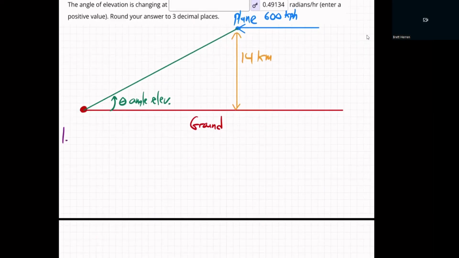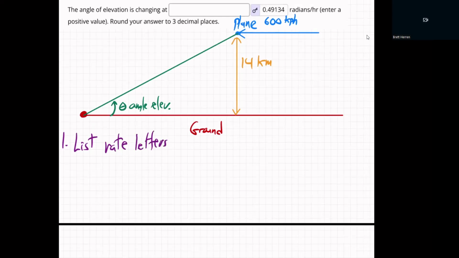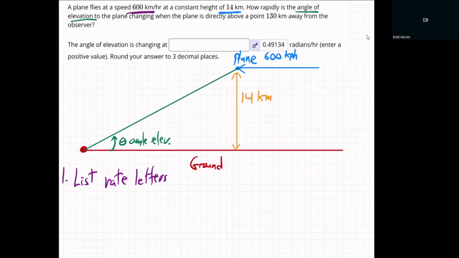Step one. Identify or list the rates. So what are the rates happening here? Okay, plane flies at a speed of 600. What is that? Well, we could call this x, from there to there, and that dx/dt is going down by 600. Right?